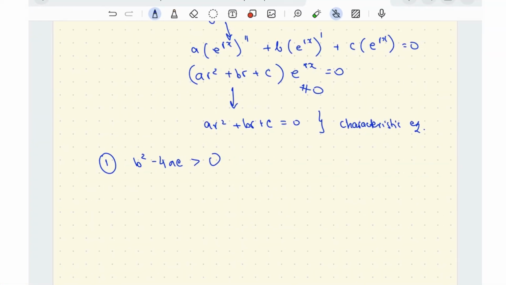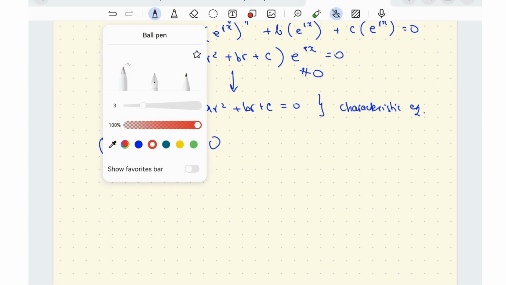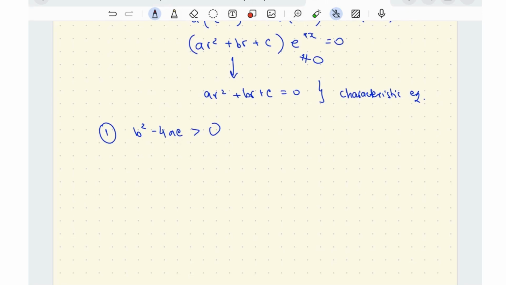So they are linearly independent. However, I didn't say yet what linearly independent solutions are and something about the solutions. So let me, just before we continue this, put here solutions, okay?